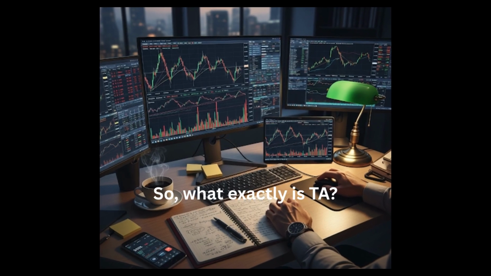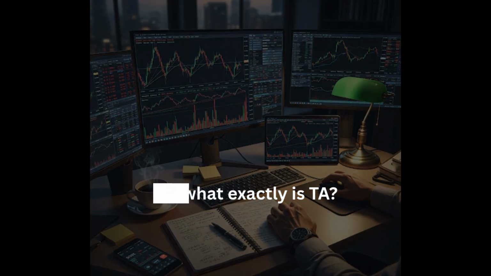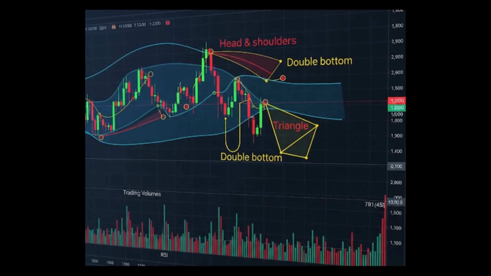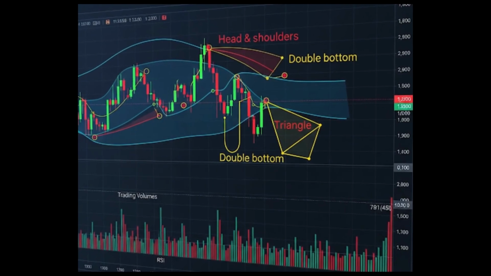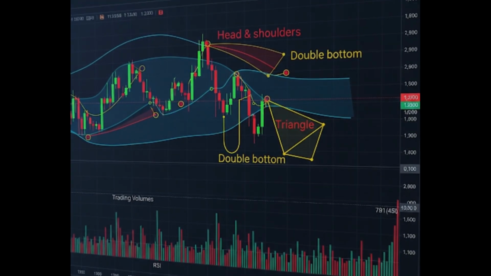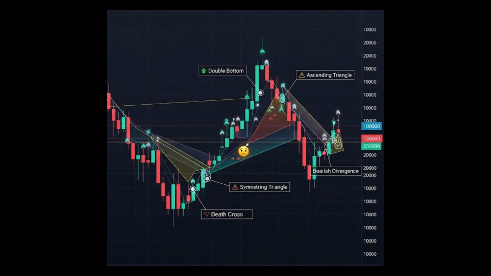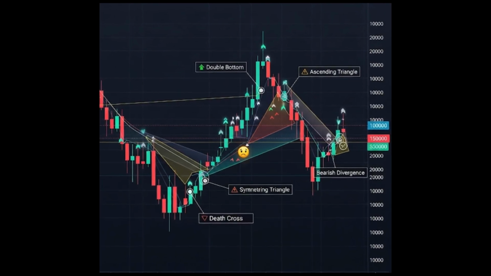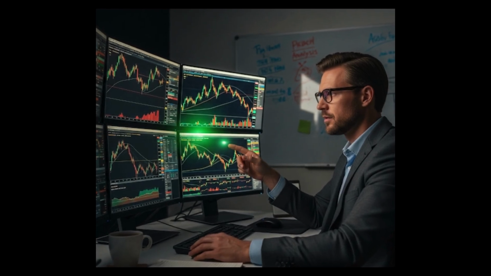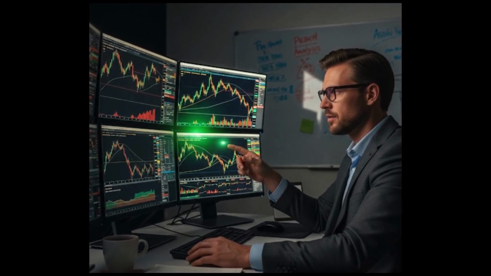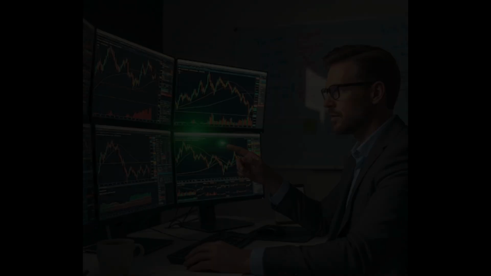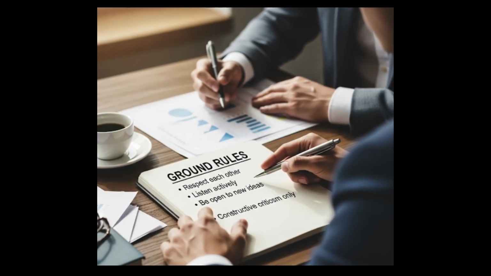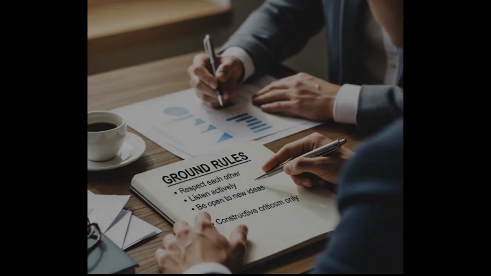So, what exactly is TA? Technical analysis is the study of price movements and trading volumes to identify patterns. These patterns often repeat, and each one gives us a clue about market behavior. A technical analyst's job is to recognize these signals and build a point of view. Now, before we get too excited, let's set some ground rules.